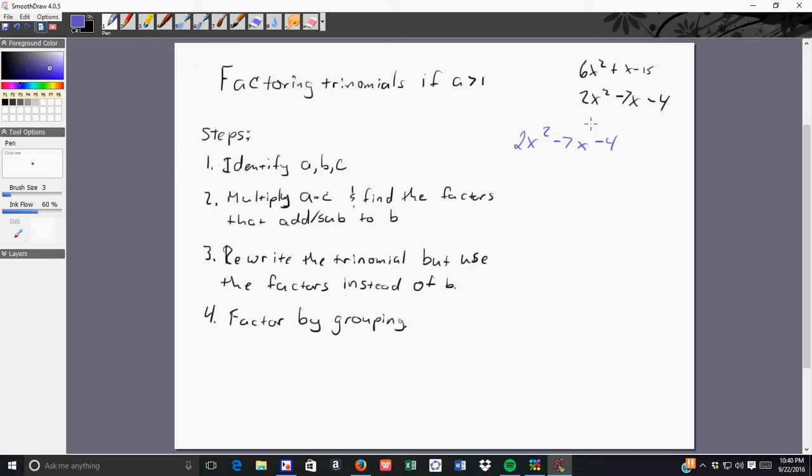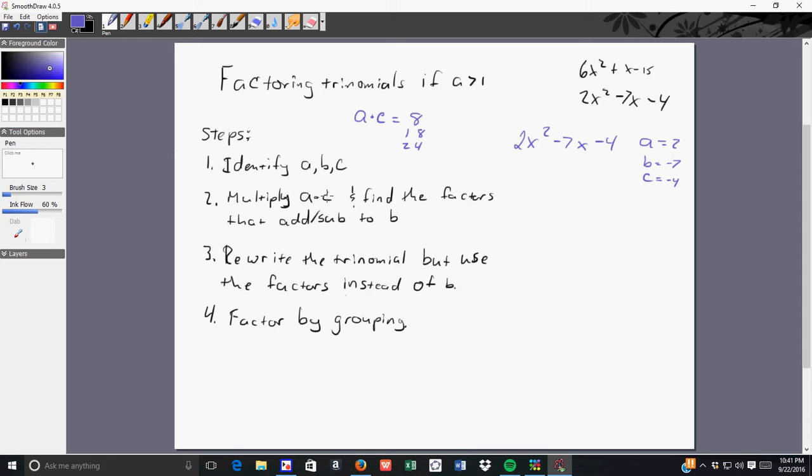So the first thing I'm going to do is identify my a, b, and c. My a equals 2, my b equals -7, and my c equals -4. And I'm not actually going to be too concerned with the signs at this point in time. My second step says multiply a times c. So a times c, and like I said, I'm not going to worry about the signs. 2 times 4 is 8. And the factors of 8 are 1 and 8, and 2 and 4.